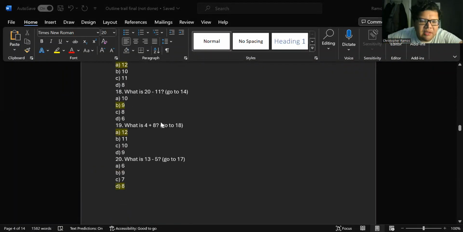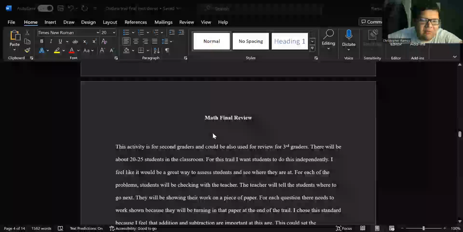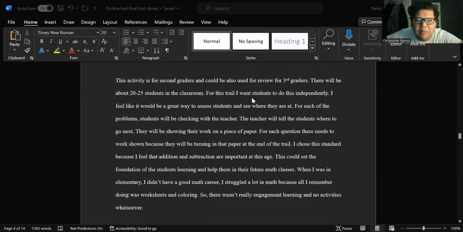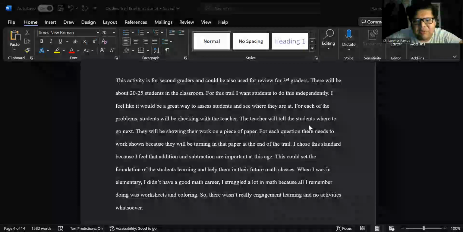And moving along a little bit faster, going to the math final review. So basically this activity is for second graders, like I mentioned, and I feel like it could also be used for third graders for review. There will be about 20-25 students in the classroom. For this trail, I want students to do this independently. I wouldn't mind doing it with partners, but for my preference, I feel it'd be a great way to assess students if they do it individually. That's where I want to do that instead.